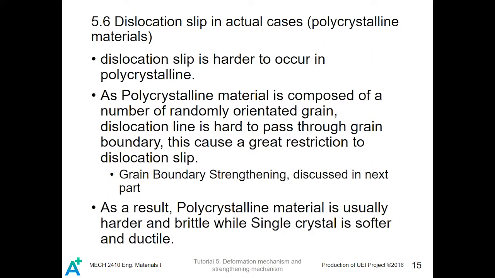Dislocation slip in actual cases, which is definitely polycrystalline materials, is harder to occur, as polycrystalline materials are composed of a number of randomly oriented grains. Dislocation lines are hard to pass through grain boundaries, which causes a great restriction to the dislocation slip mechanism. And this led to the rise of a strengthening mechanism called grain boundary strengthening, which I will discuss in the next part. As a result, polycrystalline materials are usually harder and brittle, while single crystal material is softer and ductile.